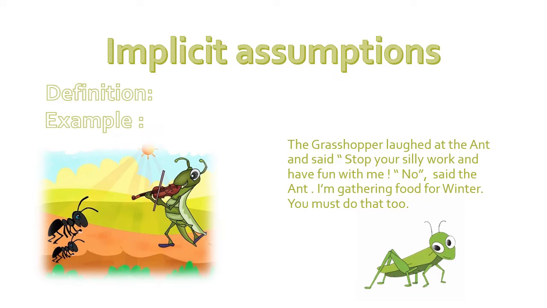Yes, you probably said that I think the grasshopper is lazy, rather than say that he is lazy, because the story doesn't say he is. However, I can use the clue in the story that he is lazy. He used the word silly. The grasshopper used the word silly. That means that he does not want to do anything.